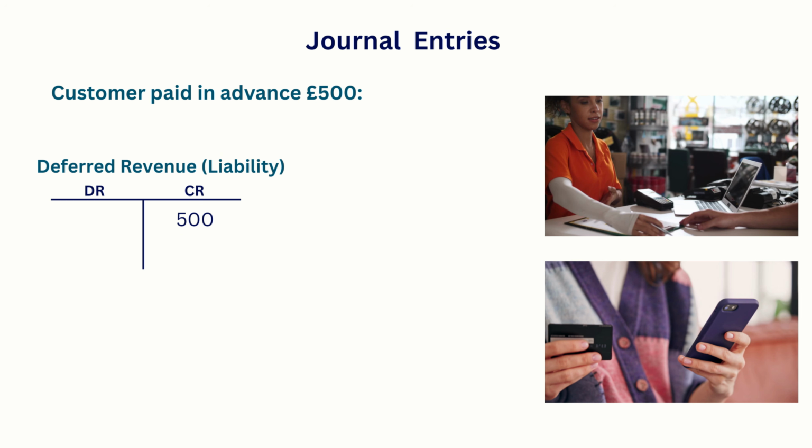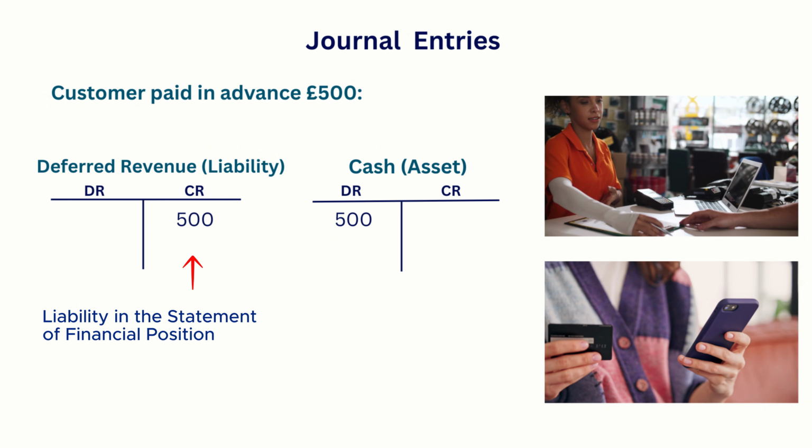When cash is received, we debit cash and credit deferred revenue £500. This £500 represents an obligation. The business must either deliver goods or services in the future or refund the customer. So instead of recognising revenue, we recognise a liability in the statement of financial position.